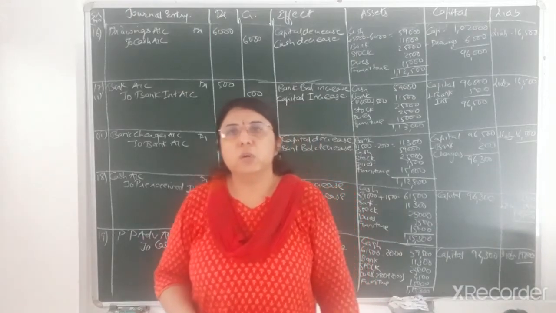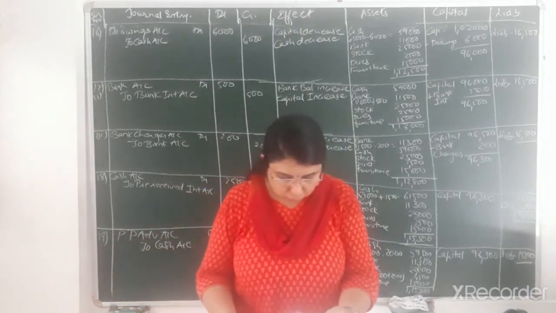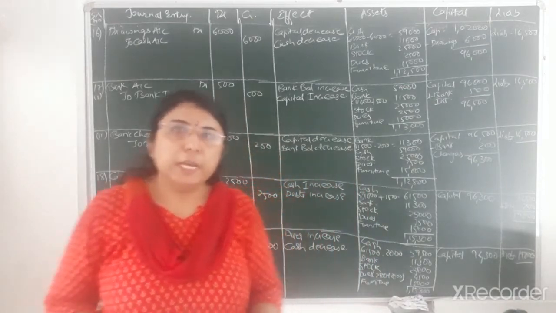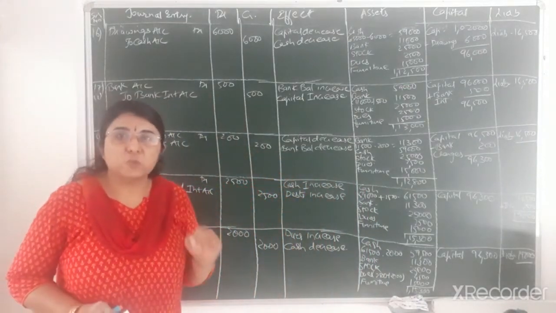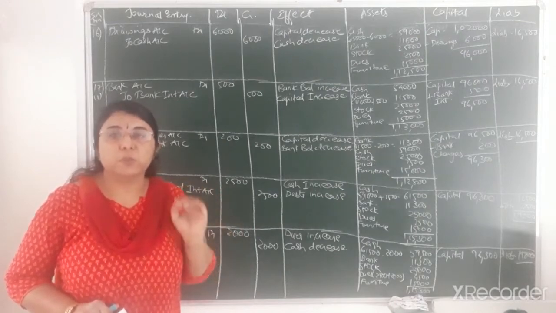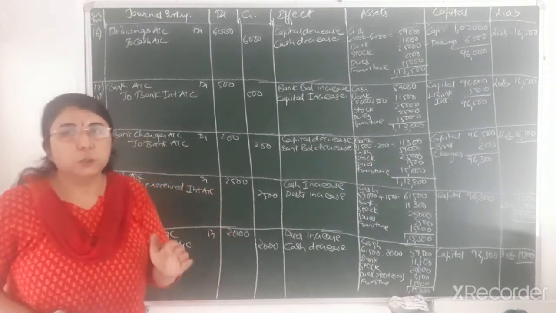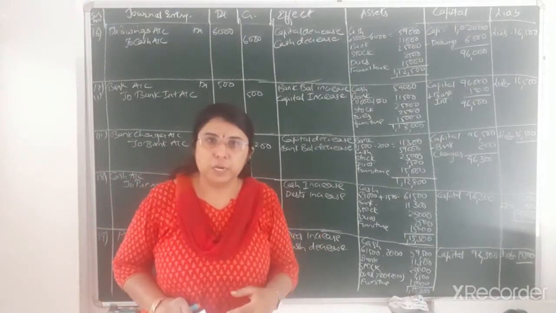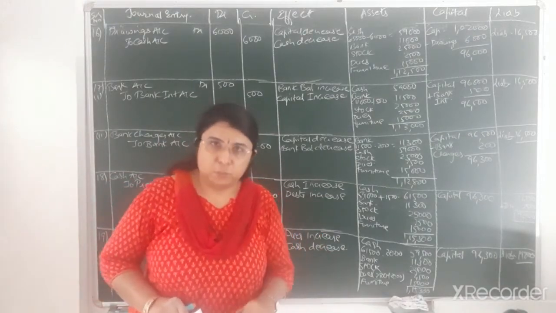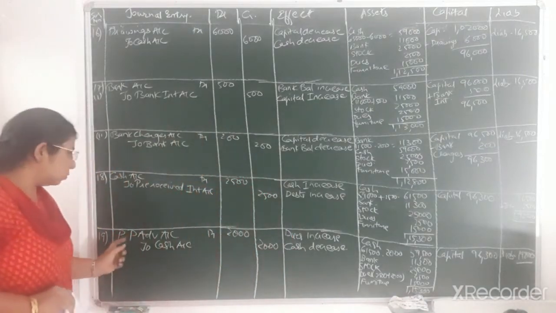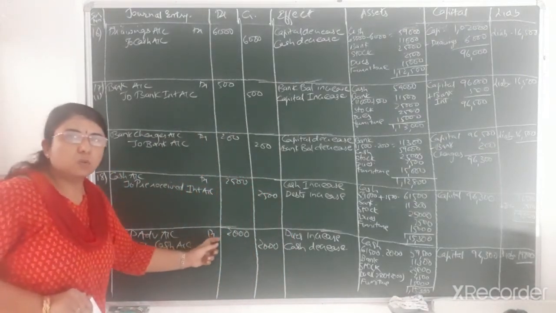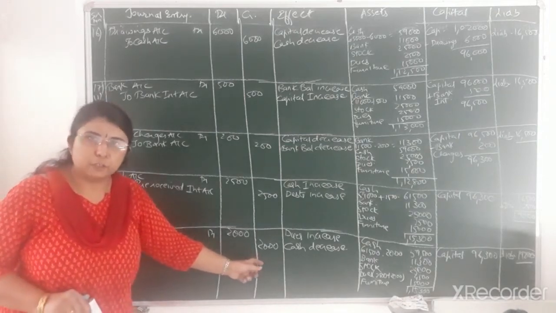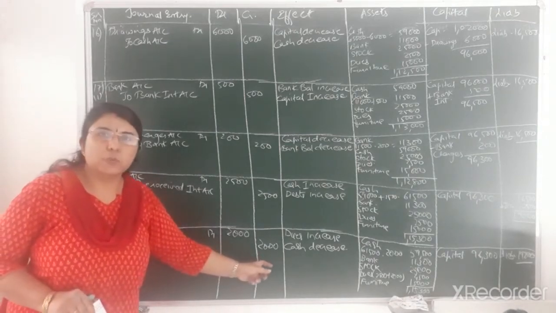Now moving on to the last transaction, that is the 19th transaction. Advertisement expense paid in advance, that is rupees 2,000. Now advertisement expense paid in advance is a prepaid expense. An expense whose due date has not arrived, but which has been paid in advance before the due date, is called a prepaid expense. So the journal entry will be prepaid advertisement expense account debit to cash account credit, because that amount we have paid in cash. So to cash account credit, that is rupees 2,000.